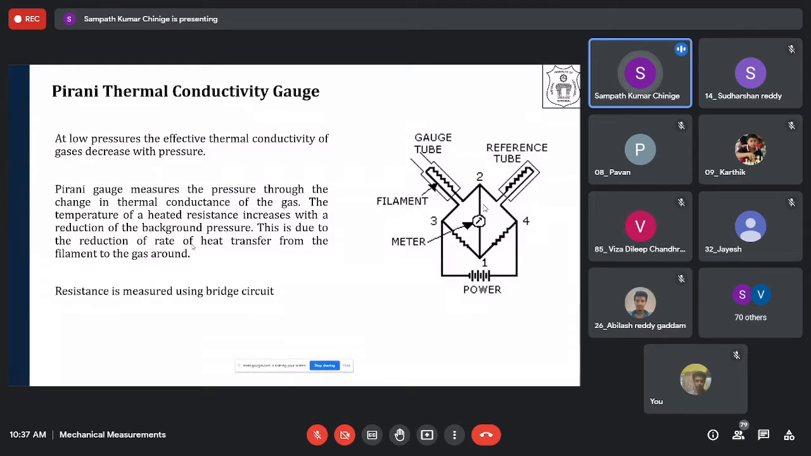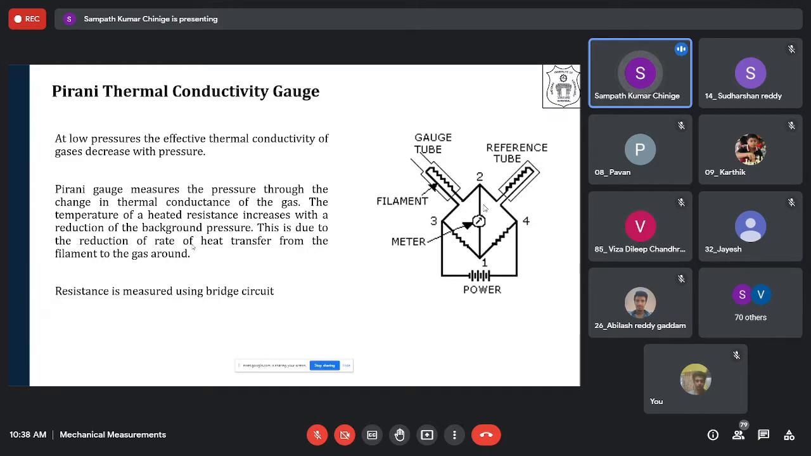In a Pirani thermal conductivity gauge, the name itself will tell you that it's a thermal conductivity gauge that we are using. So what is the fundamental principle here? You have to think the principle is that pressure will affect the thermal conductivity. At very low pressures, thermal conductivity will be directly influenced by the pressure, not at very high pressures. But at the same time, it is also affected by the temperature. So thermal conductivity is a strong function of two things. One is the temperature, second one is pressure.